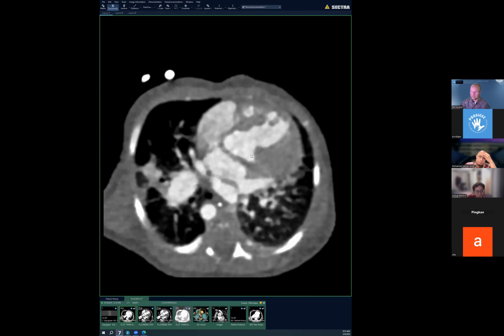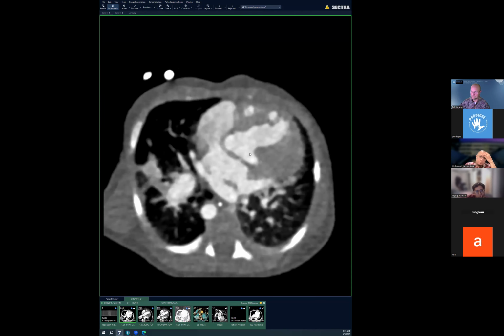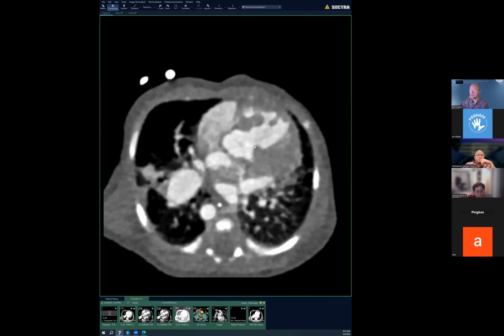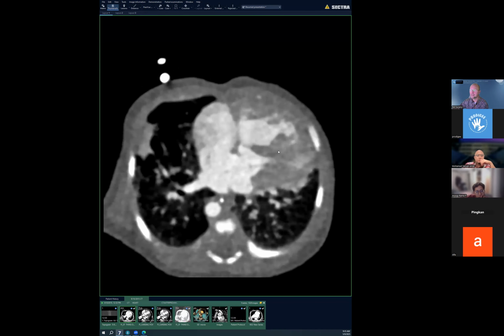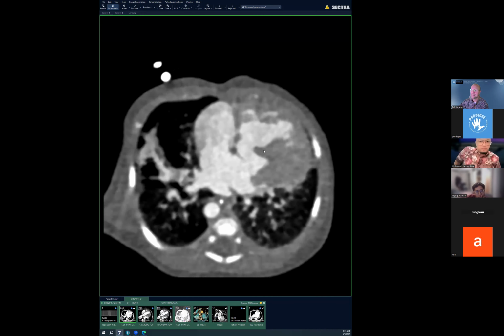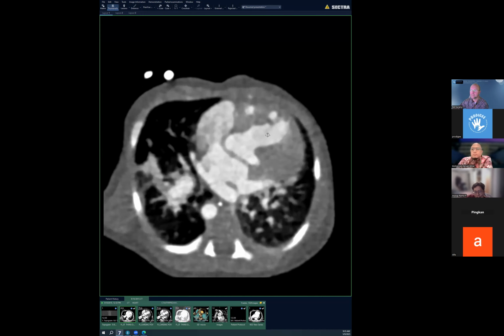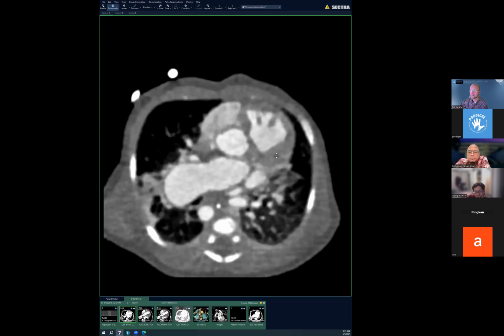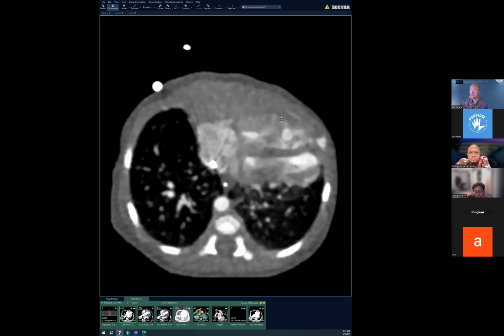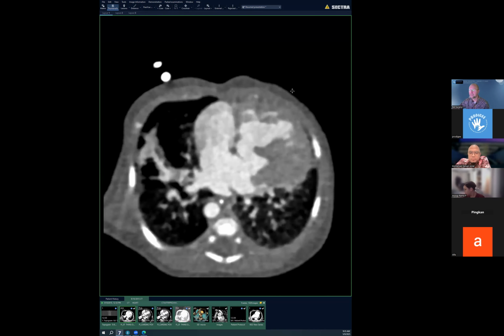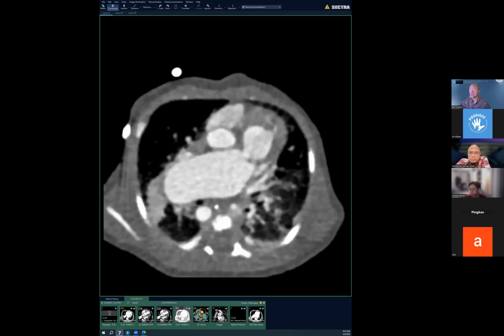We can see the large malalignment subvalvular VSD, and we can see that the aortic valve, which is right here, overrides the interventricular septum and the septal defect. And we have right ventricular dilation and hypertrophy in this case, like I said, because we had both regurgitation and stenosis.